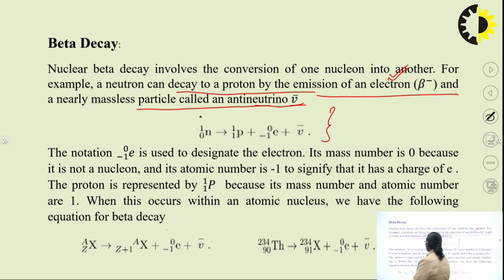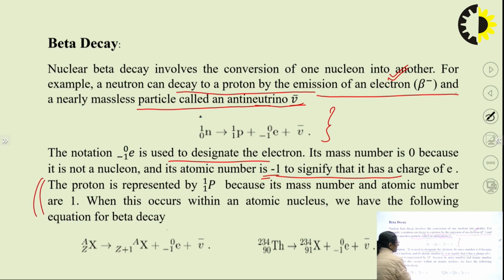The notation -1e0 is used to designate the electron. Its mass number is 0 because it is not a nucleon, and its atomic number is -1, and this signifies that it is carrying a charge of e, right? The proton is represented by 1p1 because its mass number and atomic number are both 1. When this occurs within an atomic nucleus, we have the following equation for the beta decay.